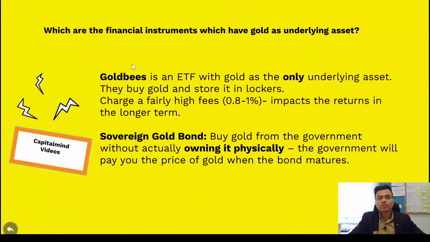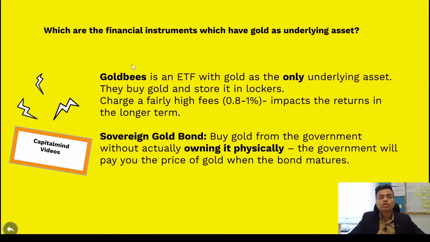See, as I said, one way is to just buy physical gold. The other way could be just buy a gold ETF. Gold Bees is a good example. So when we talk about Gold Bees, they actually buy physical gold. So when you invest in Gold Bees ETF, they go and buy gold and they store it in lockers, keep it safe, and they charge you a pretty high expense ratio of 0.8 to 1%, which definitely will impact their returns because of the higher expense ratio. So that becomes a limitation of gold ETFs, which purely have underlying asset as gold.